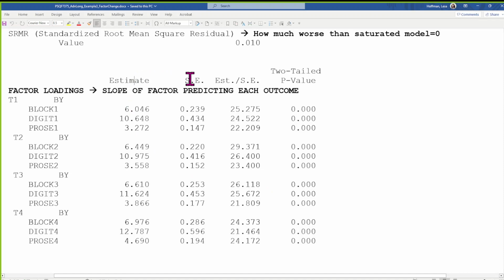Here's the output. Estimate is the first column, like usual, then standard error. Estimate divided by standard error is treated as a z. There's no degrees of freedom in this story, and the last column is the p-value. The first thing it lists are my factor loadings. These are regression slopes, so I would interpret these the exact same way as I would any other slope on Earth. For instance, the slope for block design at time 1 is 6. So for every unit higher block design, my factor score goes up by 6.